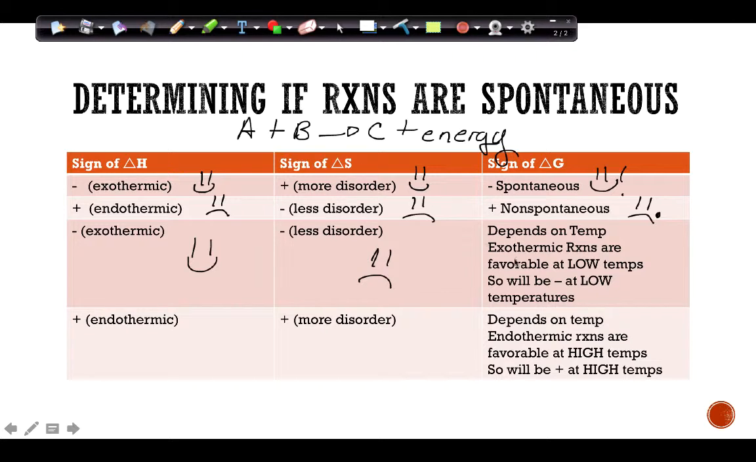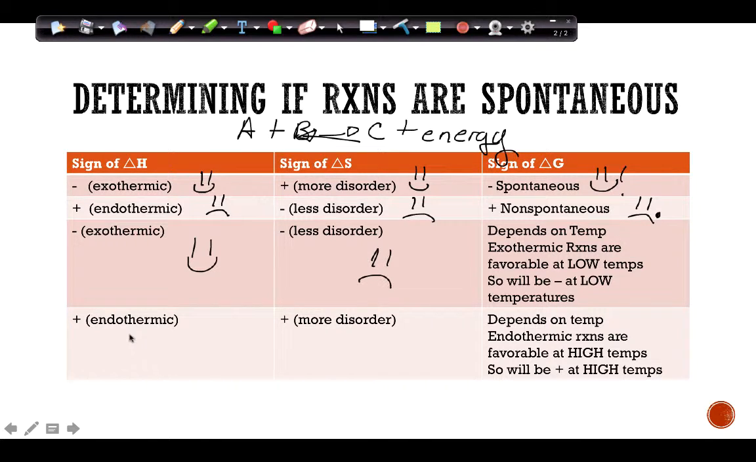So if we have an exothermic reaction and it's going to produce more products, well, it needs to be at a low temperature, because if we had it at a high temperature, the reaction is going to shift and go back to the reactant side, which is bad. So exothermic reactions are favorable at low temperatures. So the reaction will be negative, or will be spontaneous, at low temperatures.